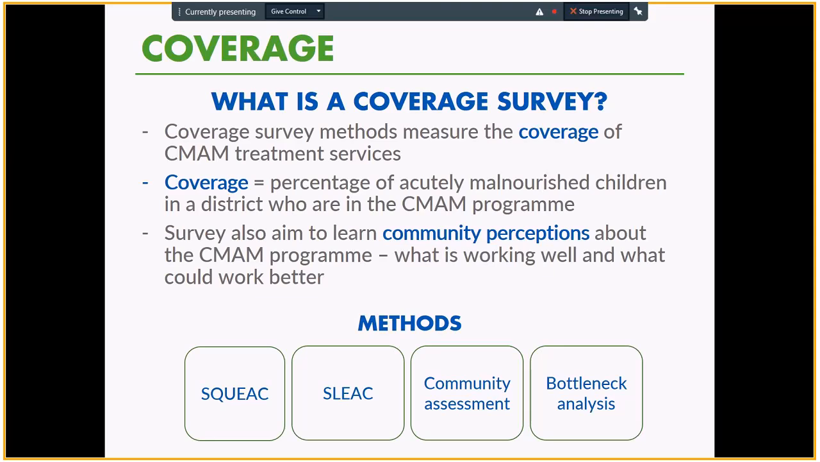However, also in that family of assessments, there's something called a community assessment, which essentially is asking, okay, what are the community perceptions of malnutrition? What are the community perceptions of the program? It's like doing a huge qualitative investigation, lots of focus group discussions, without actually coming up with a coverage number. But it brings you lots of information which can be used to improve the program. And a bottleneck analysis is a form of looking at key monitoring data that comes from programs to try to identify where there are bottlenecks in service delivery.